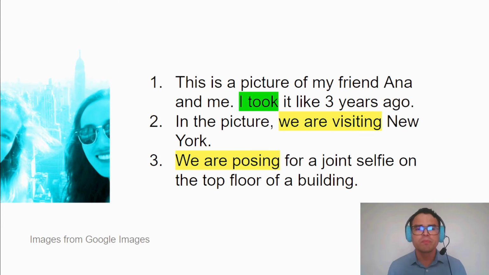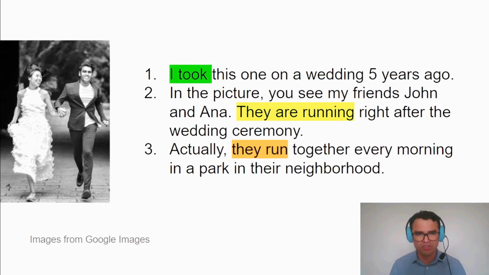Now, number 3. We are posing for a joint selfie on the top floor of a building. Present continuous to talk about things happening now. Subject we, verb to be are, verb ing, posing. Alright? Yellow, present continuous to say what is happening at the moment of speaking.